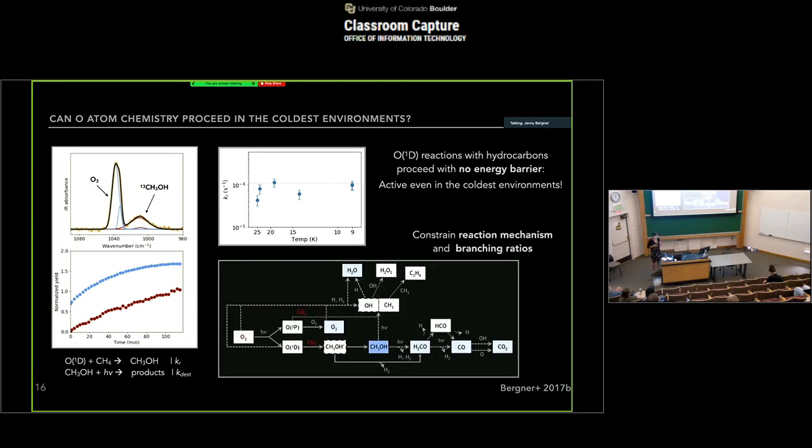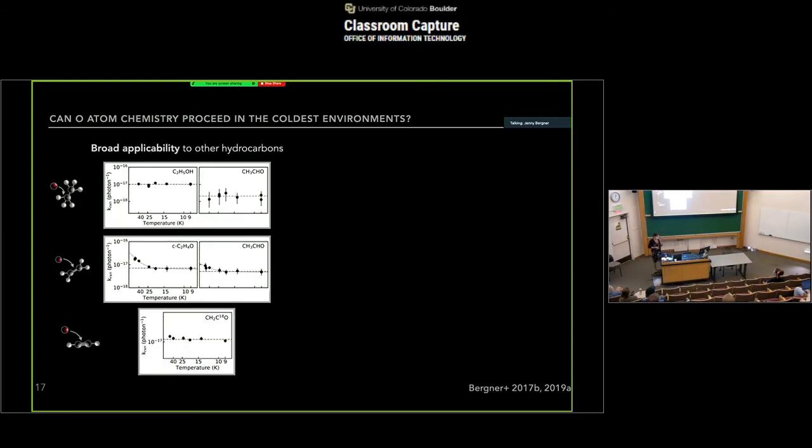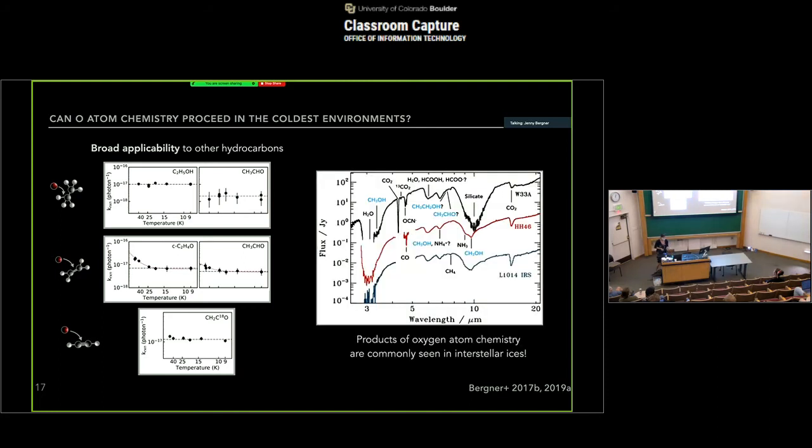Besides getting the energetics, we can also constrain the whole reaction mechanisms of how all of the molecules within our ice are related and the different branching ratios for different molecules that are produced over the course of these experiments. And we can also test whether this type of chemistry is more broadly applicable. So it's nice that we can produce methanol, but we want to make even bigger, more complex molecules. So we also tested this oxygen atom reactivity with larger hydrocarbons and found that a really similar chemistry is at play. So this type of chemistry seems very promising.